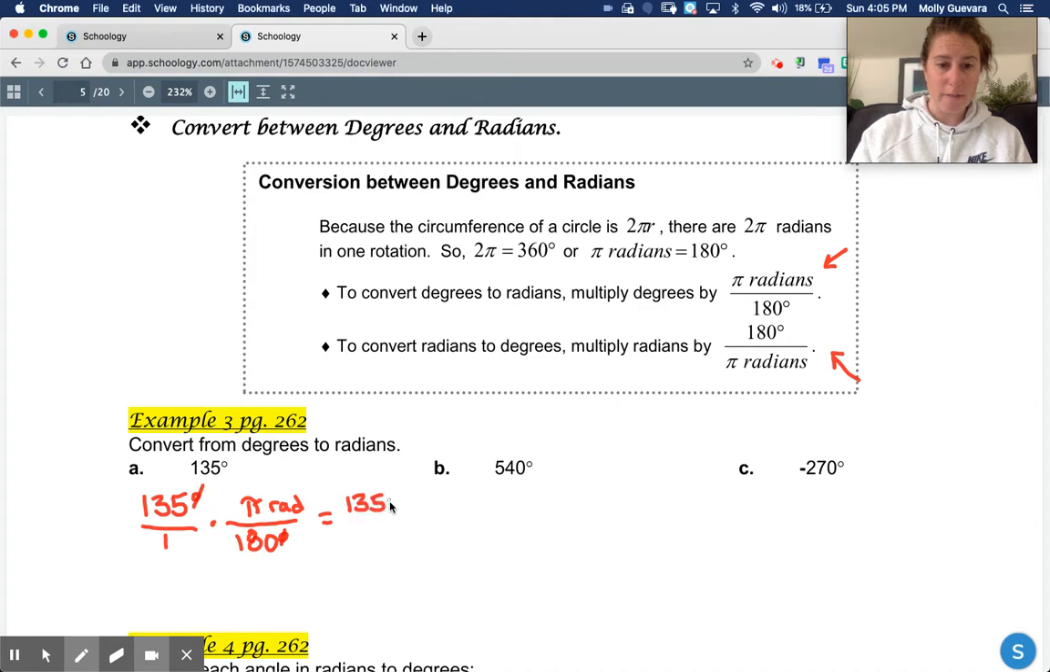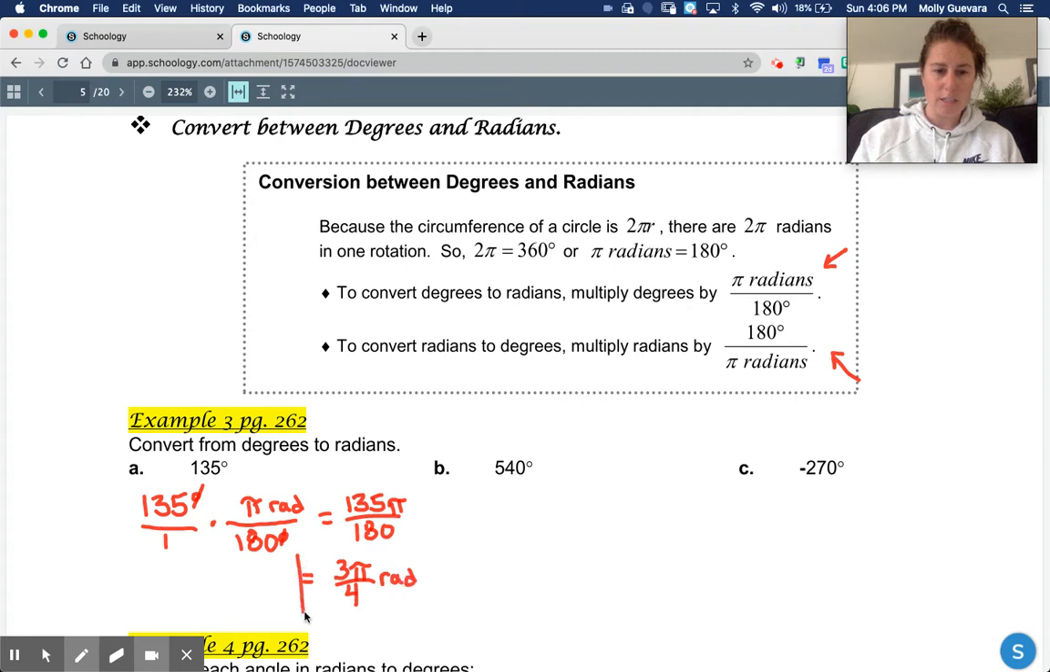So 135 pi over 180. And since I want exact here, I'm just going to take my 135 over 180 and reduce that fraction. And since I already know what it is, that reduces to 3. The pi is still going to be there, and then the bottom becomes 4. So 135 degrees is the same thing as 3 pi over 4 radians. I want you to try the other two, and then when you're ready to check your work, go ahead and hit play.